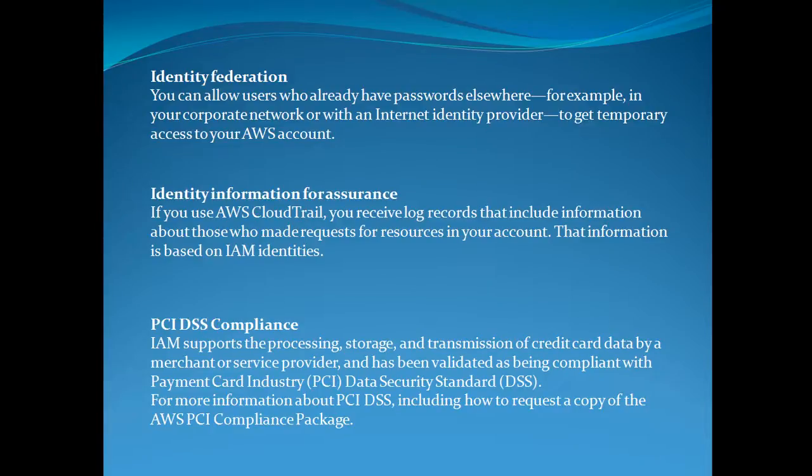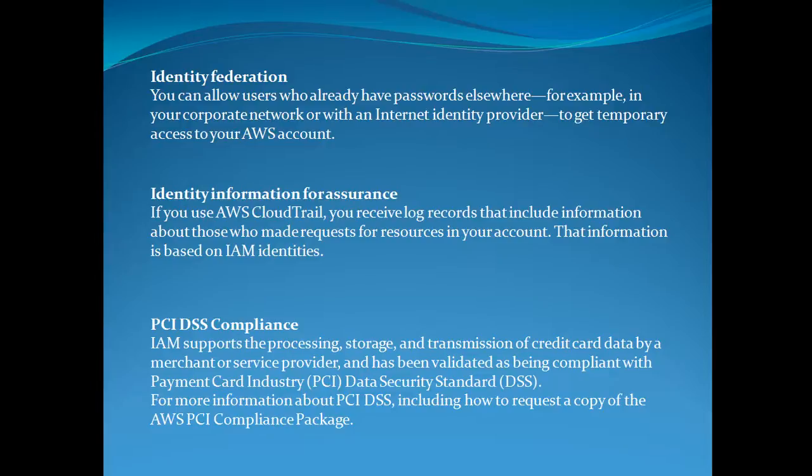Next is identity information for assurance. If you use AWS CloudTrail, you receive log records that include information about those who made requests for resources in your account. That information is based on IAM identities.